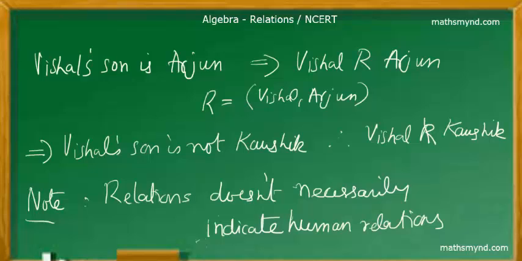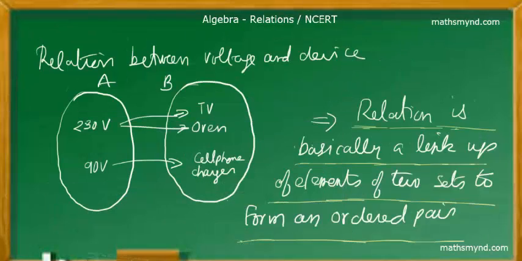Now, a very important point here is that the word relation was taken too literally, in the sense that till now we were dealing with human relations, but it's mathematics, and it doesn't necessarily mean that all the sets which are linked up ought to be dealing with human relations. Suppose we go to an entirely different topic, like the kind of devices which work in a particular voltage range or something like that.